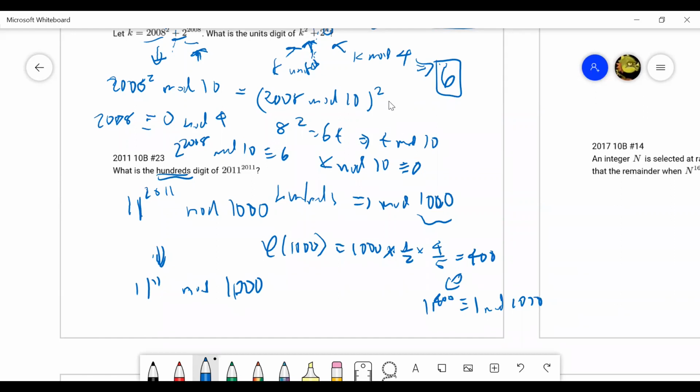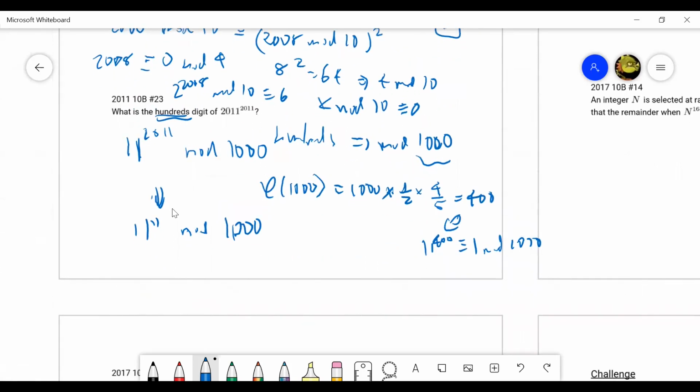Right? This is because 2000 is divisible by 400, so we can remove it, and that's just what we're left with. All right, and from here, there are a few ways you can approach it. This actually isn't very hard to just bash out from here.